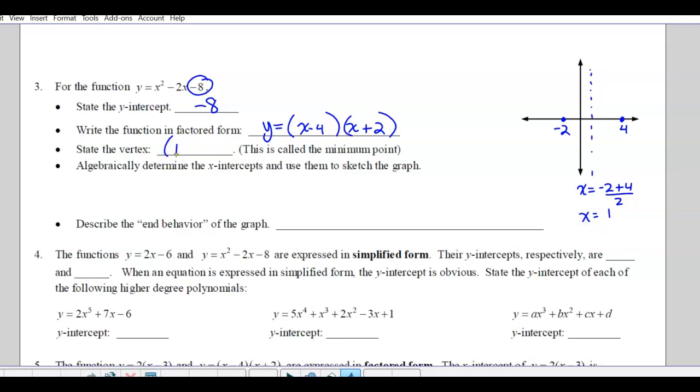And then just substitute that back in to get y. 1 squared is 1, minus 2 times 1, minus 8. So what's that? -1 minus 8 is -9. So we didn't actually have to complete the square. We factored it. So that is going to be, say, down here: 1, -9.